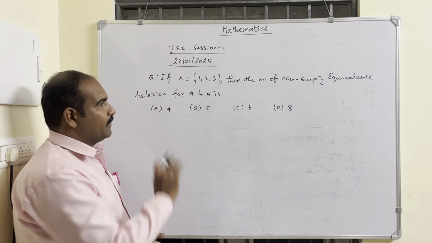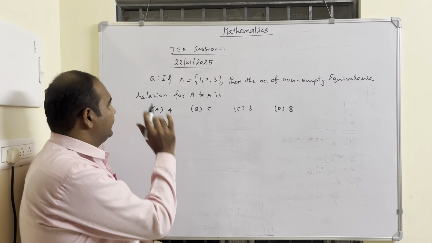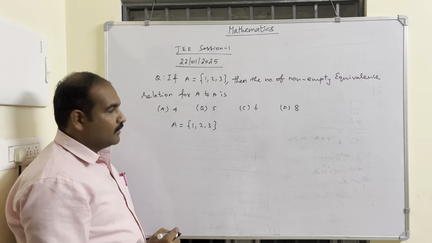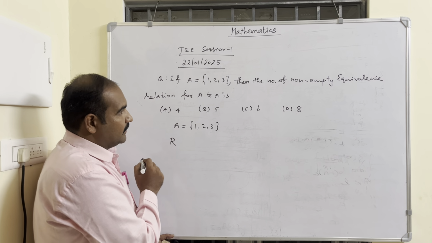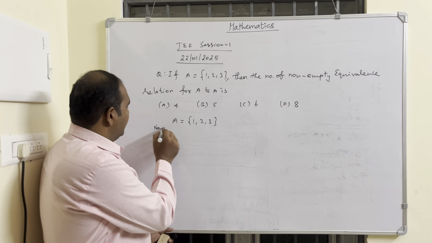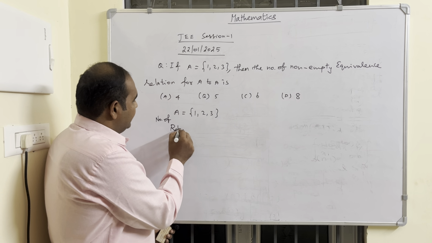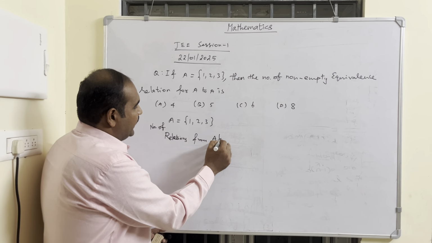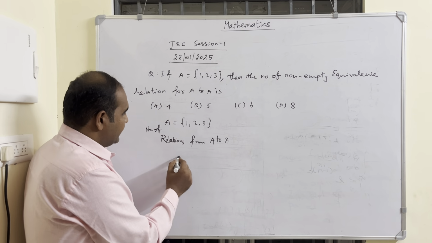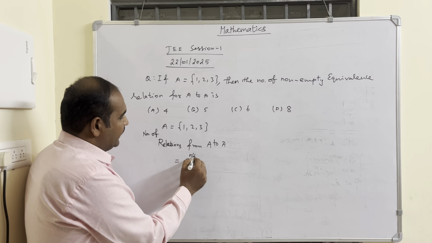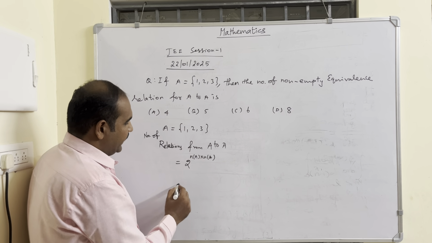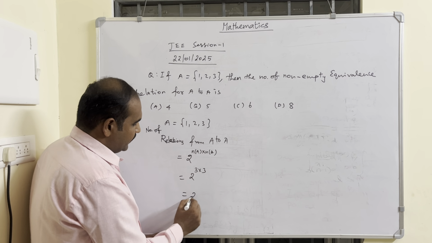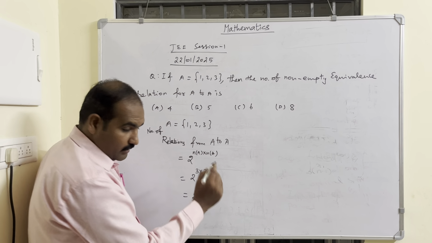Usually this problem can be solved like this. Let us consider the given set A equal to {1, 2, 3}. The number of relations from A to A can be calculated as 2 power n(A) times n(A), that is 2 power 3 into 3, that is 2 power 9, which is equal to 512.